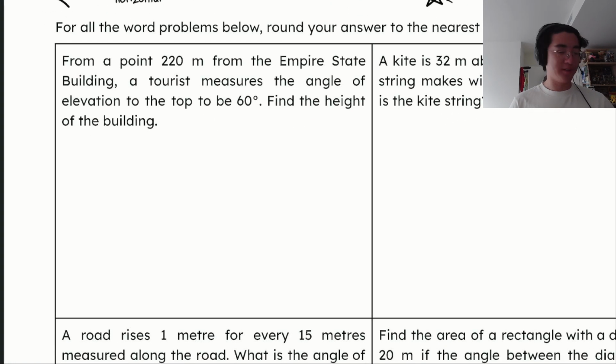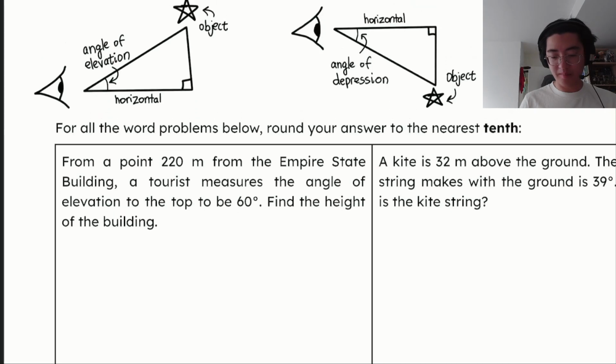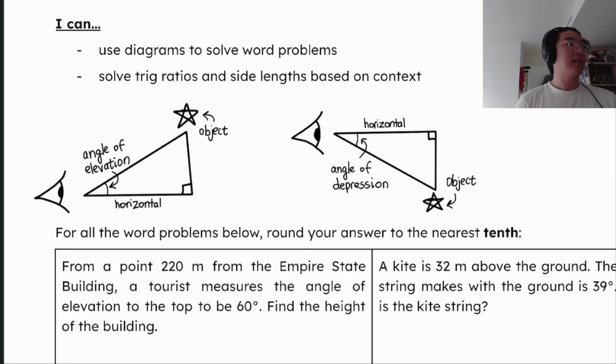Okay, so let's look at this problem here. From a point that's 220 meters from the Empire State Building, a tourist measures the angle of elevation to the top to be 60 degrees. So this is an important concept to know. We've got two different angles that we can use to describe something.